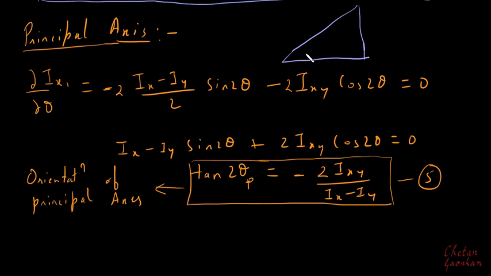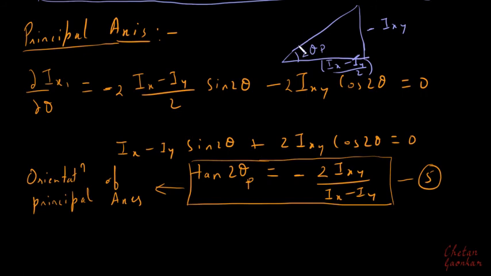Here, if we say this angle is 2 theta p, then we have tan of 2 theta p as minus 2 Ixy divided by Ix minus Iy. So tan 2 theta p is nothing but opposite by adjacent. In the opposite I have minus Ixy, and for the adjacent I have (Ix minus Iy) by 2, right? So again, if I say tan 2 theta p, it will be minus Ixy divided by (Ix minus Iy) by 2. So I get back this expression.